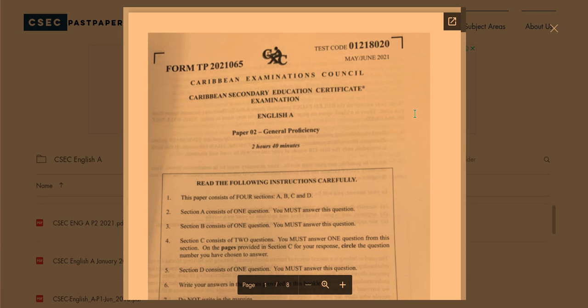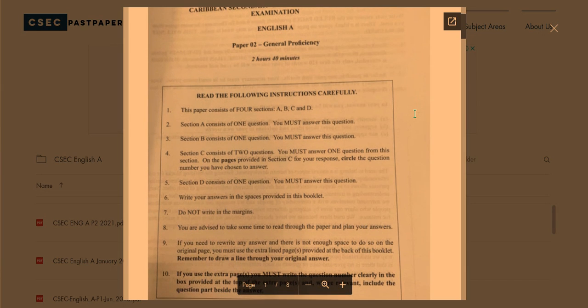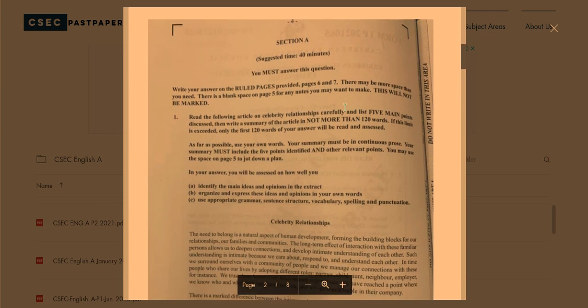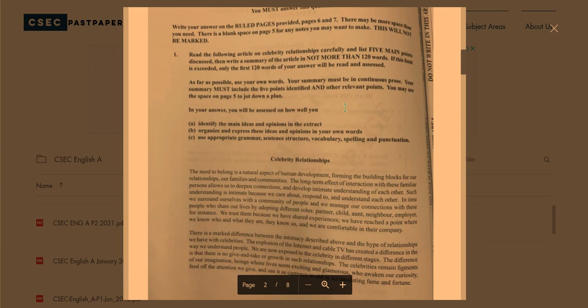Paper 2 of this exam is the summary. So there are 4 sections A, B, C and D. Section A is always a summary. You are given a passage and you are asked to prepare 5 points that give you an idea as to what that passage is all about. And then after you have written your 5 main points, you are asked to write a summary of 120 words.